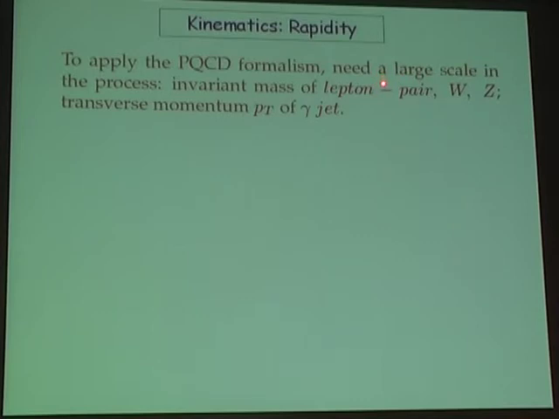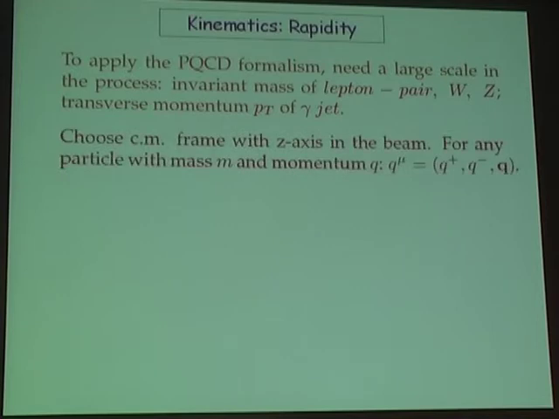First of all, in order to apply the QCD framework, we always need at least one large scale in order to apply asymptotic freedom. So in the case of lepton pair production, it is the invariant mass of the lepton pair. In W and Z physics, the mass of the W or Z. And if you have jet production or direct photon production, then you need to have a large scale, which is oftentimes the transverse momentum of the jet or the direct photon, which sets the scale, which allows us to use the perturbative approach.